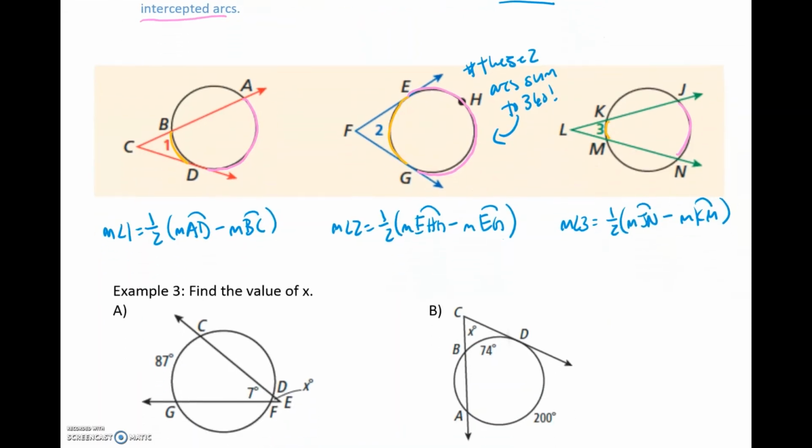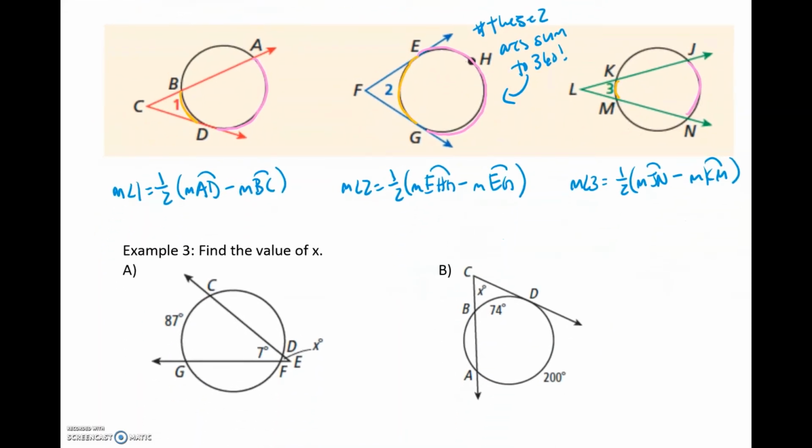So if we take a look at example 3A, we can basically apply it. And what you're looking for, remember, is where is the vertex, right? This vertex E is outside the circle. So that's how I know I'm going to do 1/2 and then subtract the arcs. Versus if it was inside, then I'm going to do 1/2 and add the arcs, right? So that's kind of how I remember which relationship to use as I look at the vertex.